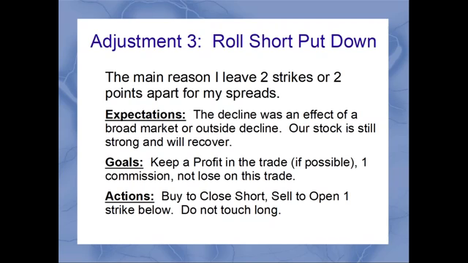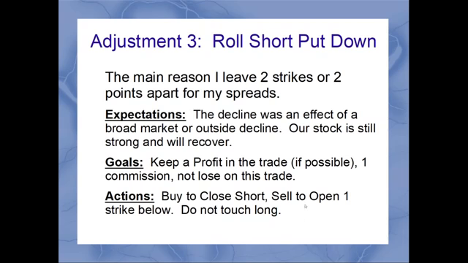Goals, keep a profit in the trade. Sometimes it's not possible to do this. Sometimes it won't be a credit if you do this, so you wouldn't do it. But a lot of times it is possible. And it's a roll commission. You're not closing 2 spreads, 2 options, and opening 2 more. You're simply rolling down 1. And of course, you don't want to lose on this trade. You're going to keep it open because you think the stock's going to recover.